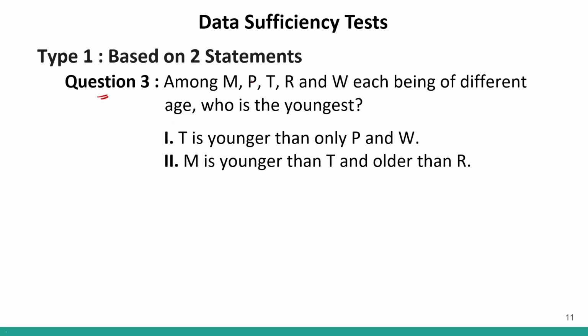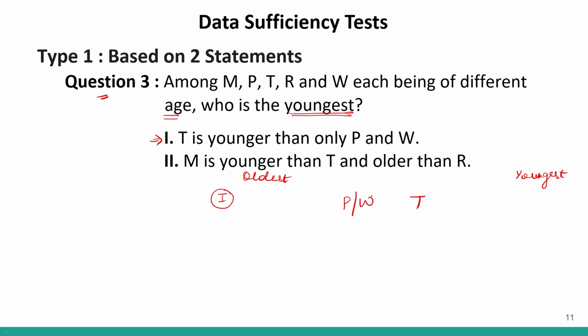Question number 3, we are given 5 people, M, P, T, R and W, and each of them has a different age. We have to find who is the youngest. So, I am taking statement 1. This is the oldest. And over here I am taking the youngest. Statement 1 says that T is younger than only P and W.